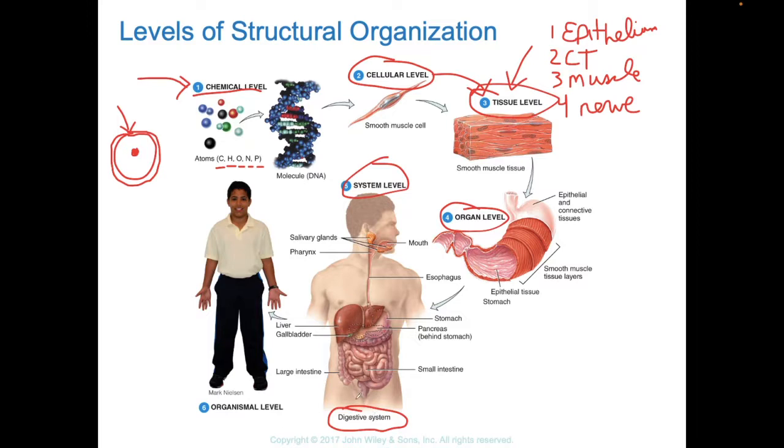But we have 11 systems in the body, like the reproductive system, the immune system, the cardiovascular system, the integumentary system, the endocrine system, the neural system, the respiratory system, and the urinary system. When all these systems come together, we get the crowning creation of all, called the organism. So chemicals come together to make cells, cells come together to make tissues, tissues come together to make organs, organs come together to make systems, and systems come together to make the organism.